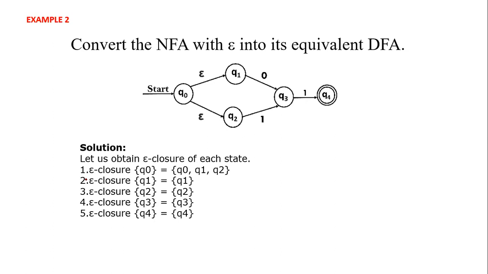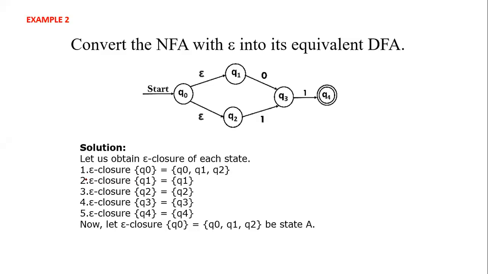What is the next step? We need to take the epsilon closure of Q0, not Q0, as the initial state of the DFA. This is the next step. So what is the epsilon closure of Q0? This is nothing but Q0, Q1 and Q2. This is the initial state of the DFA and is named state A.